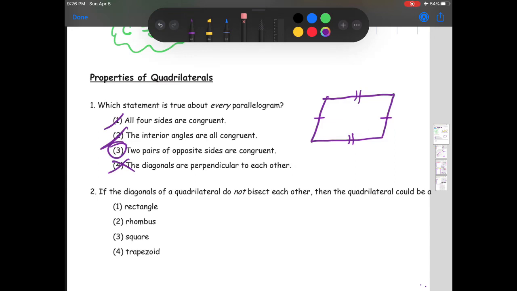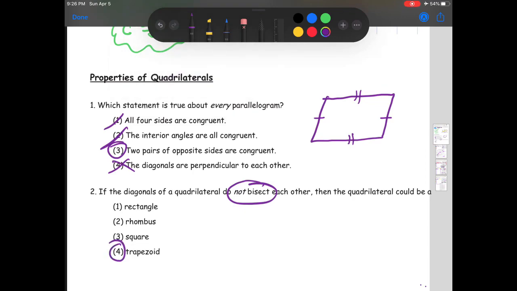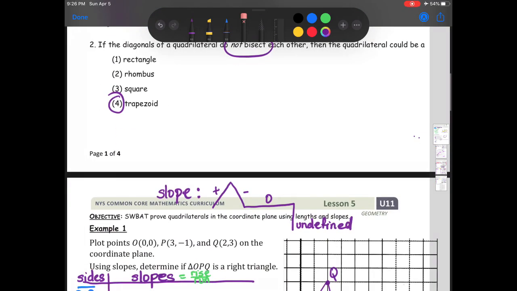Okay, so let's move on to the next one. If the diagonals of a quadrilateral do not bisect, some of you don't read the question, please read carefully. Do not bisect each other, then the quadrilateral could be the inner rectangle, they bisect, rhombus, they bisect, square, definitely, so it has to be choice D. So D. Okay, that was very easy.